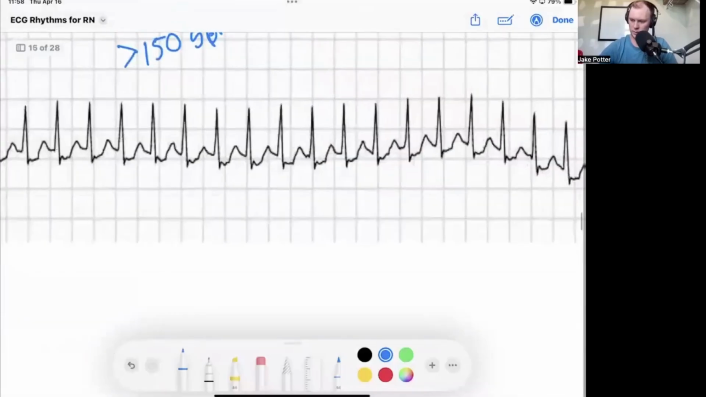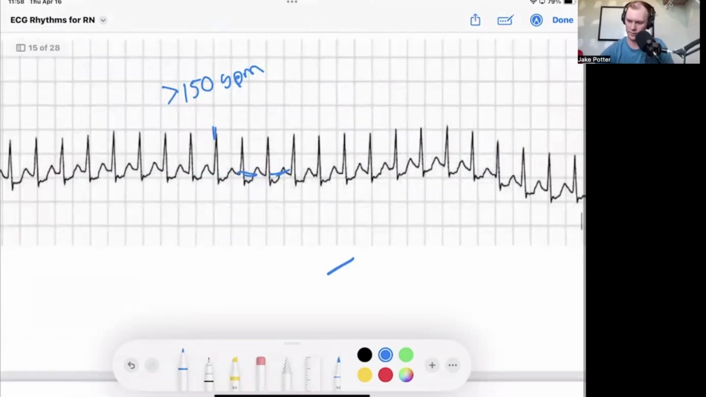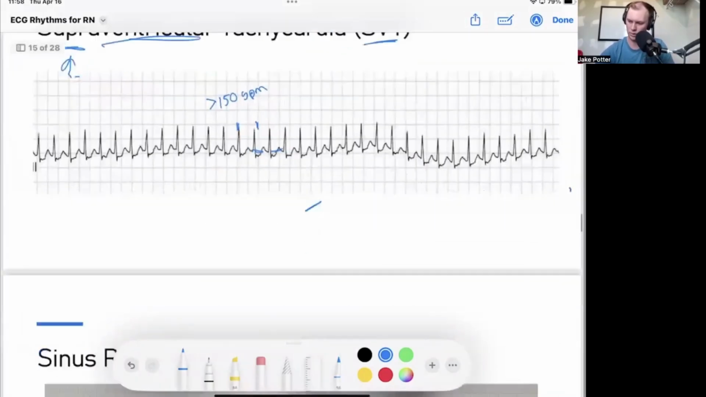We saw those ST depressions, same thing here. This is the rate-related ischemia because the rate is a lot higher. So this rate is about 170, 180 as you go between the two.